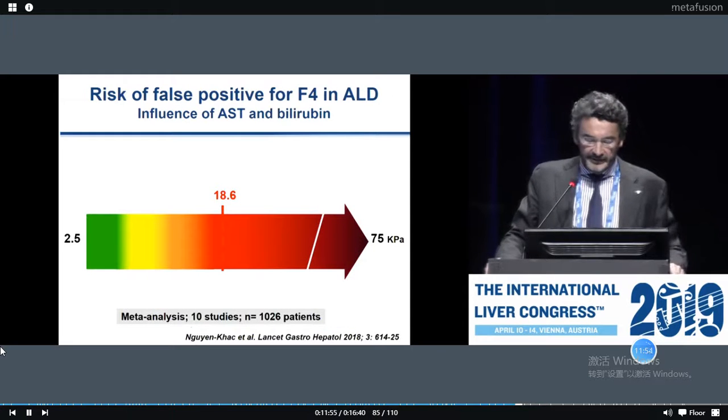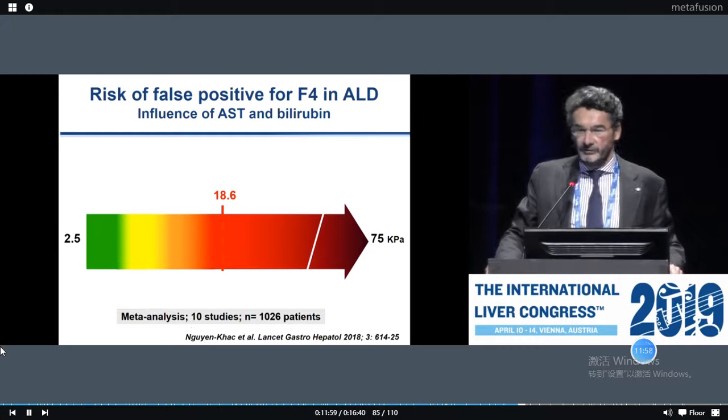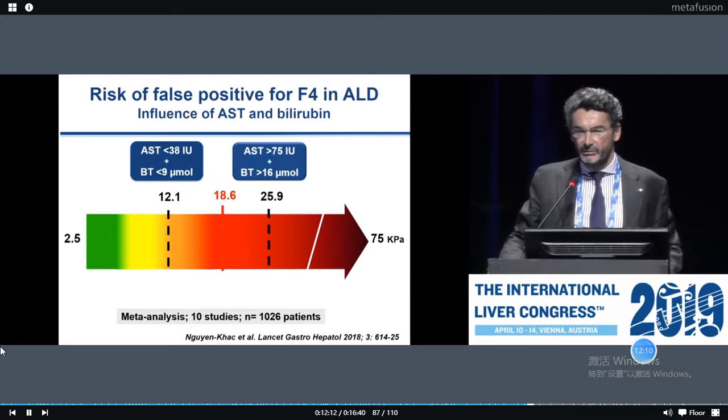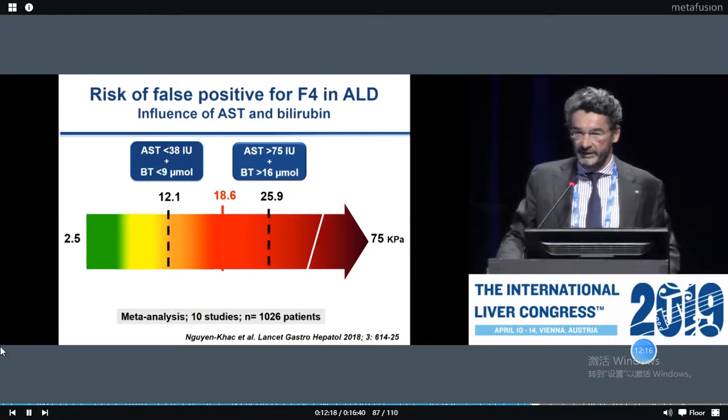A recent meta-analysis from a French group established a median cutoff around 18.6 kilopascal. But look at the influence of transaminase and bilirubin, suggestive of alcoholic hepatitis. Then you jump to 26 kilopascal. If transaminase are normal and total bilirubin is normal, then you're back to what has been proposed in viral hepatitis, 12 kilopascal. So this is critical to take into account when you're deciding on cutoffs.